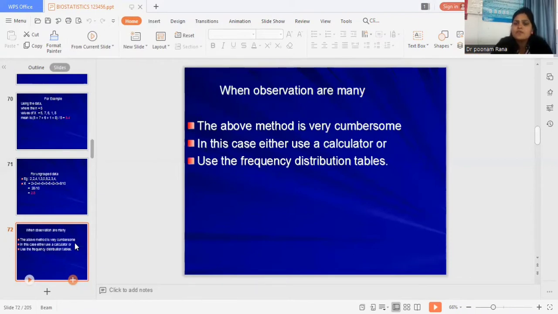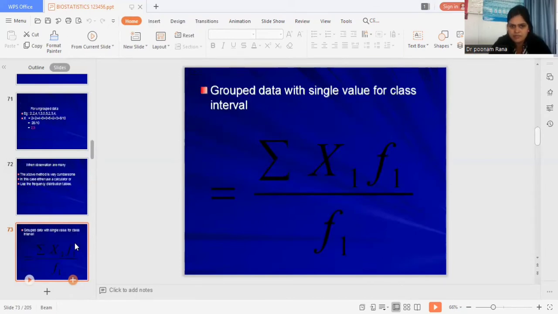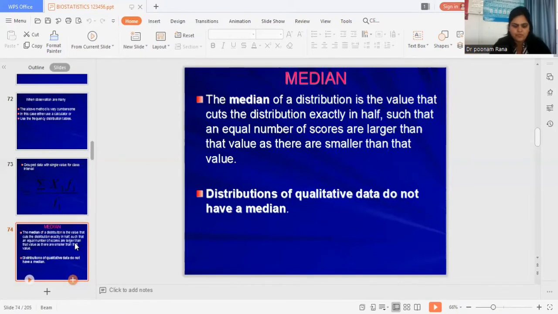When the observations are many, the above method is very cumbersome. In this case, either use a calculator or use a frequency distribution table. Grouped data with a single value for each class interval is shown here and can be calculated by this formula. There are some advantages and disadvantages of using the mean.